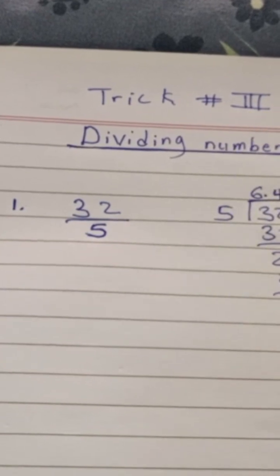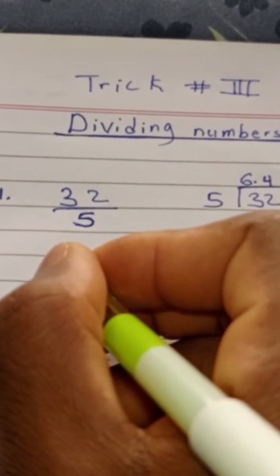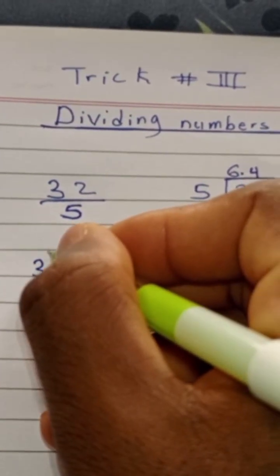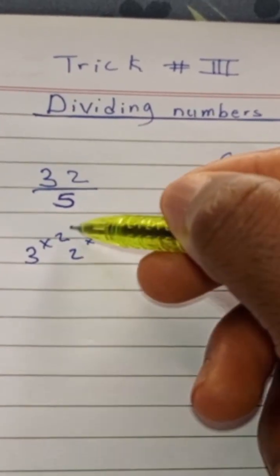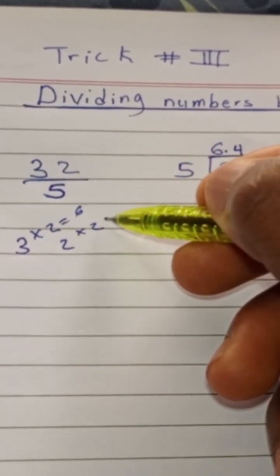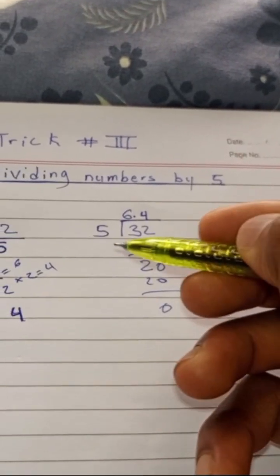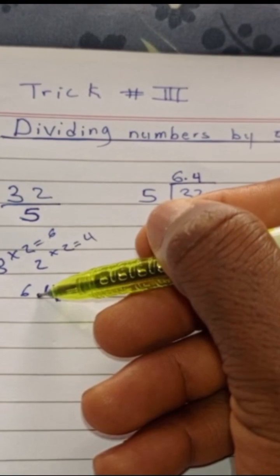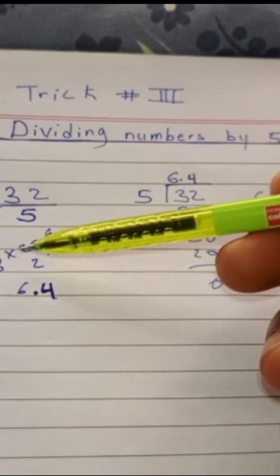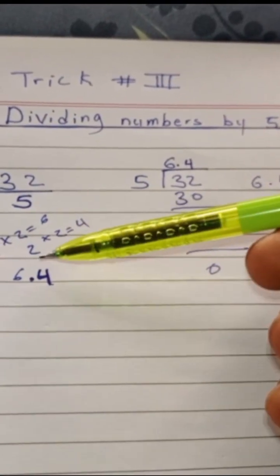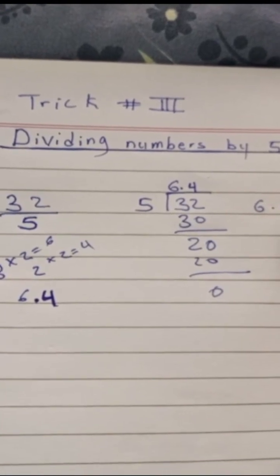Do you understand what I mean? Now we have 32 as our dividend. So you have to say this is 3 times 2, 2 times 2. So 3 times 2 is 6 and 2 times 2 is 4. You need to place your decimal point always before the last number. We use this step, we got 6.4, and using the other step also we got 6.4.